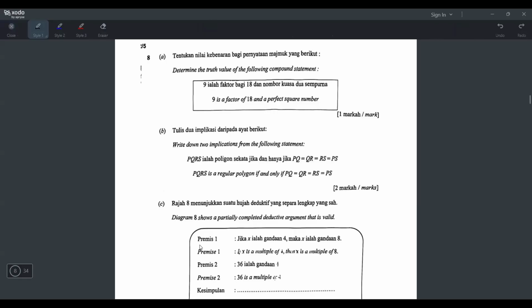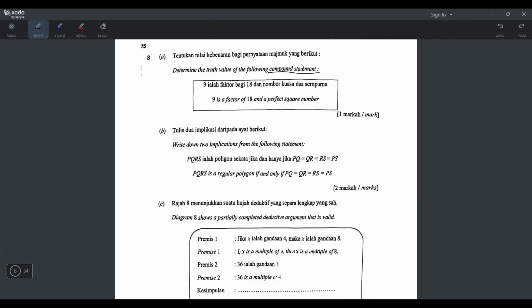Okay, now we are at question number 8. Let's read the question. Determine the true value of the following compound statement. What is a compound statement? A compound statement is when two single statements combine into one statement. Then we call it a compound statement. It means a compound statement is actually a combination of two statements.